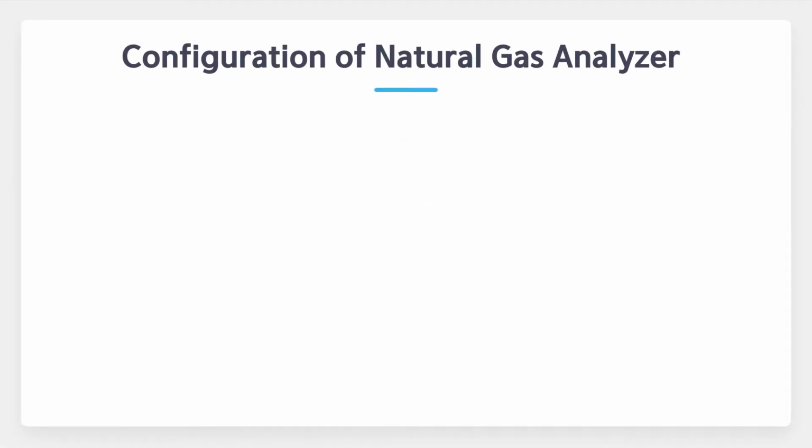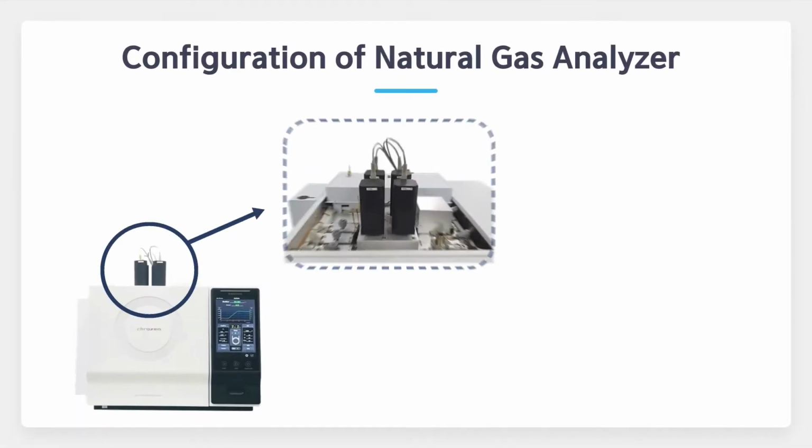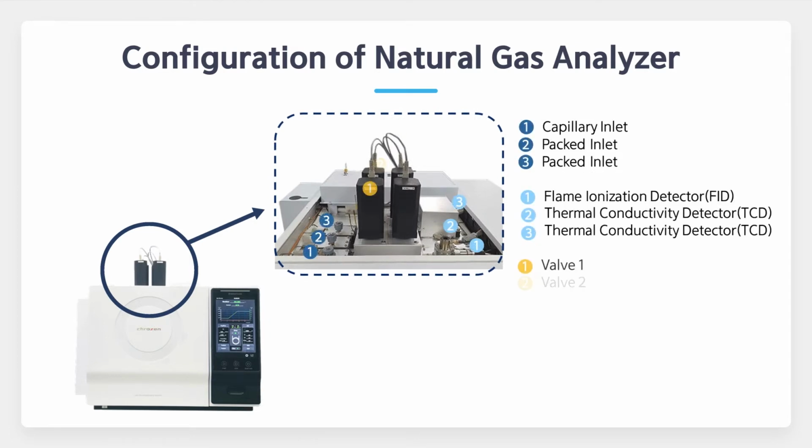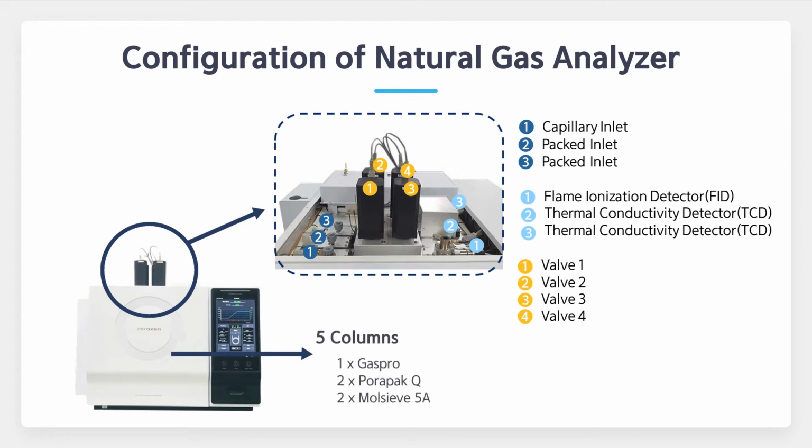According to ASTM D1945, the system is required to be configured with multiple columns, detectors, and a switching valve system for the analysis of natural gas. Our natural gas analyzer is configured with 3 inlets, 3 detectors, 5 columns, and 4 valves.